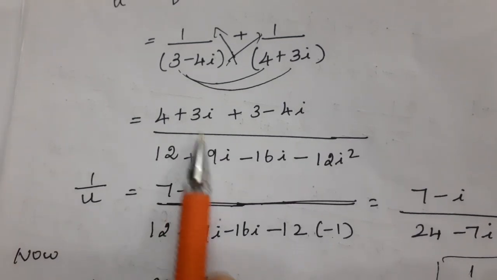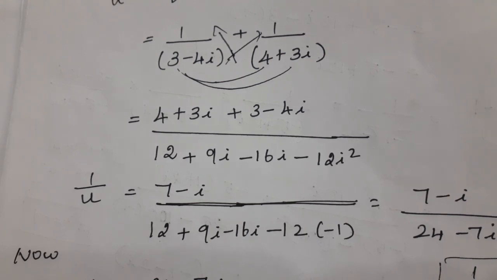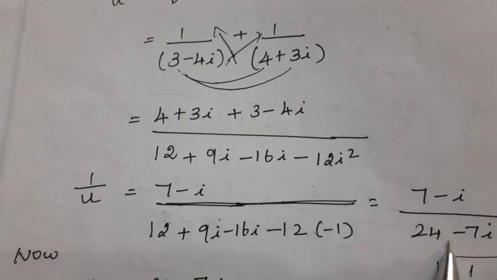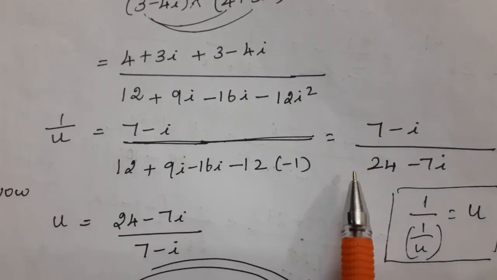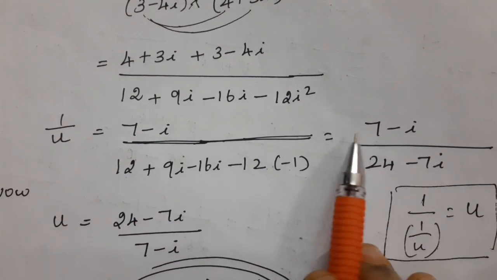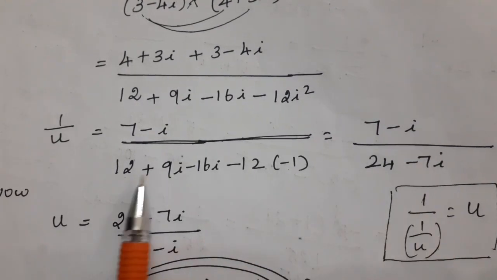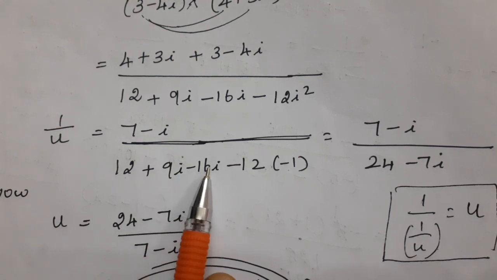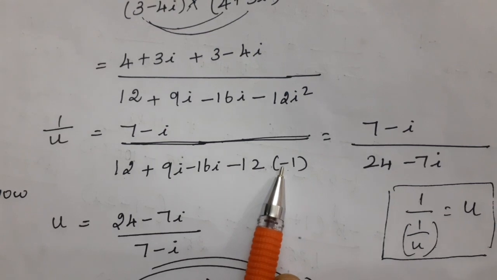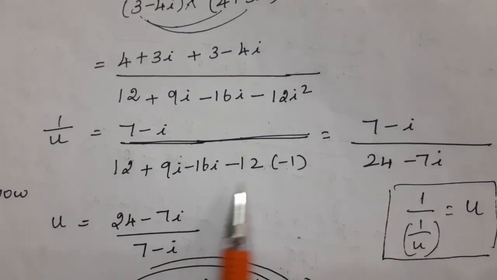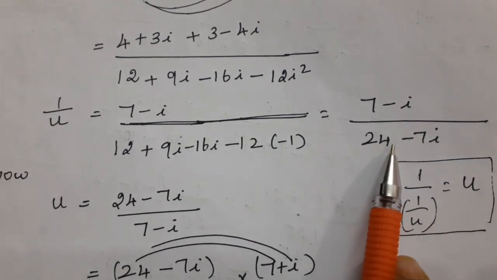But what is the numerator? The numerator is 7 minus i, divided by 24 minus 7i. So what do you get? 1 by u equal to, after the simplification, 7 minus i divided by 24 minus 7i. These are very easy for you. Subtract the imaginary part with the imaginary part: 9i minus 16i. Similarly, minus into minus plus 12. 12 plus 12 is 24. 24 minus 7i.